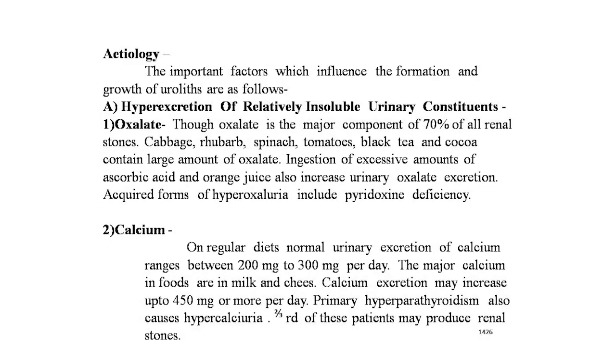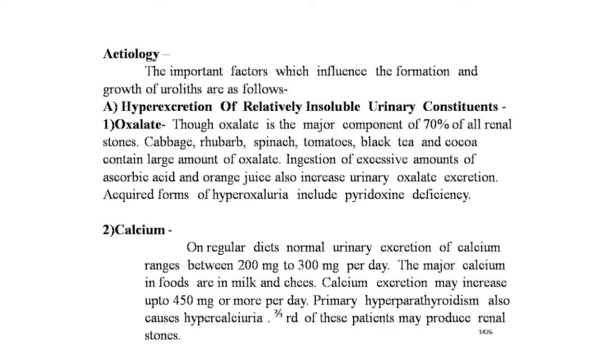Now the etiology. The important factors which influence the formation and growth of the uroliths are as follows. First is the hyperexcretion of the relatively insoluble urinary constituents. First is the oxalate. Oxalate is the major component of 70% of all renal stones. Cabbage, rhubarb, spinach, tomatoes, black tea and cocoa contain a large amount of oxalate. Ingestion of excessive amounts of ascorbic acid and orange juice also increases urinary oxalate excretion. Acquired forms of hyperoxaluria include pyridoxine deficiency.